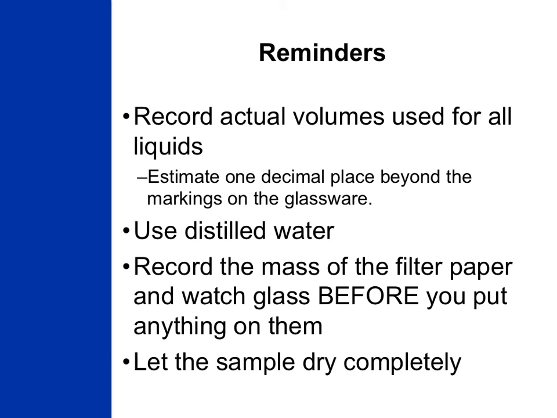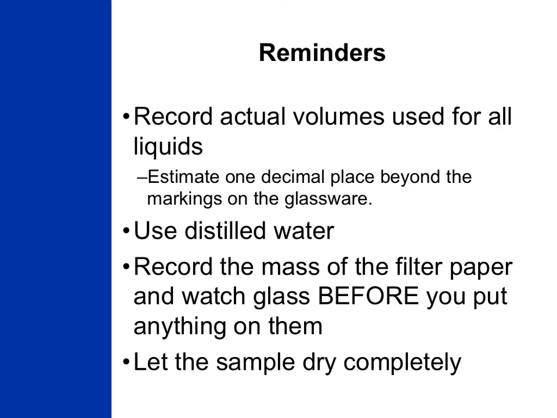Record the mass of the filter paper in the watch glass so that when you weigh the filter paper in the watch glass with your sample, you can subtract those 2 values so that you know what the mass of your sample was. Make sure that you let your sample dry completely in the oven before you take the mass of it. If your sample is wet, it will be heavier than you expect and will result in a % yield greater than 100%, which we said previously was physically impossible. And also, it makes it a little bit more challenging to write up your lab report.